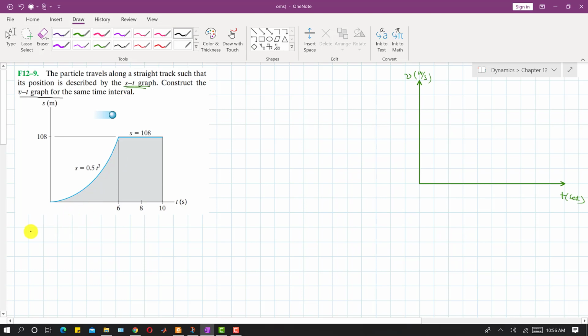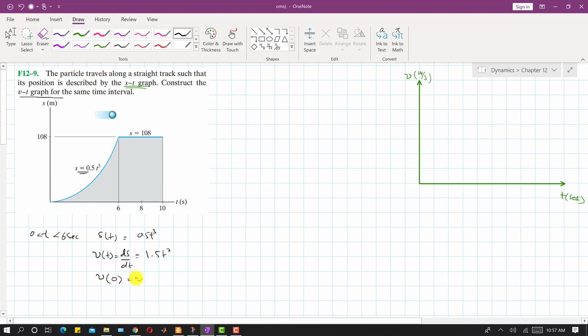So we are given that for t greater than 0 and less than 6 seconds, S of t is given as 0.5 t cube. So from time 0 to 6 seconds, the particle position is a function of time, which is equal to 0.5 t cube. If you want to find V of t, V of t will be equal to ds divided by dt. If we take the derivative of this, it comes out to be 1.5 t square.